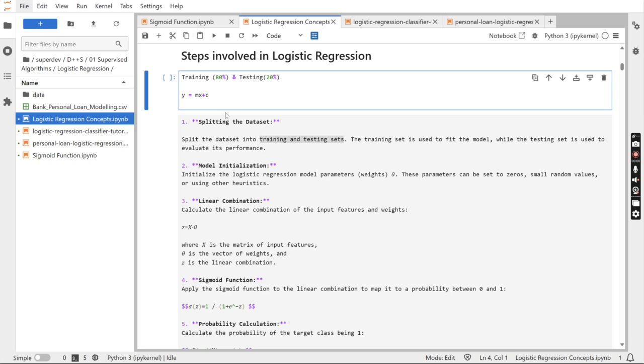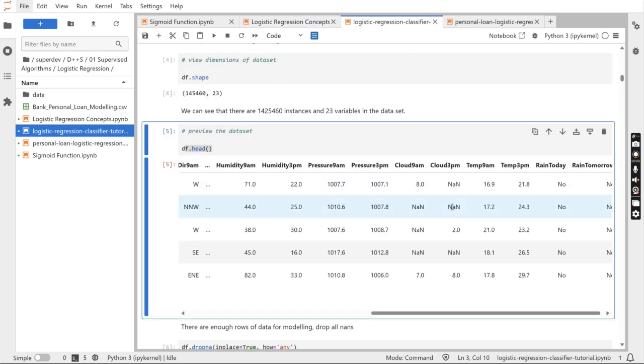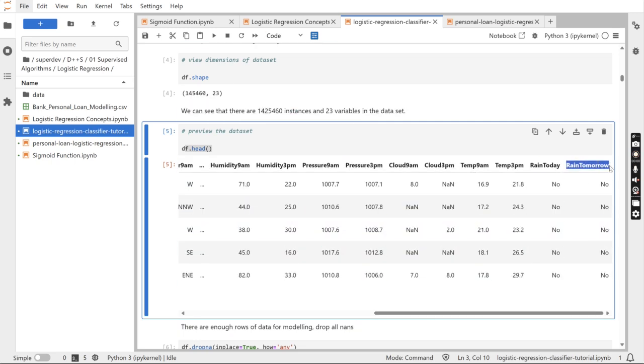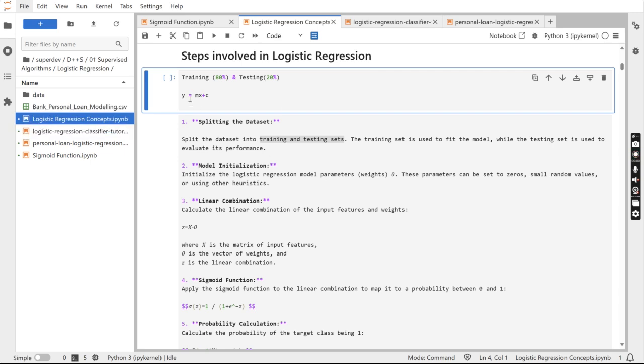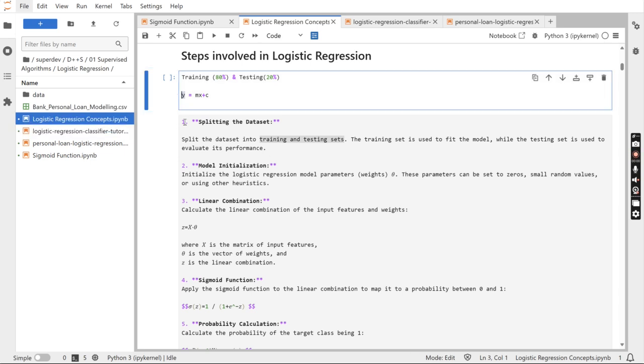Let's say in this equation, x is a matrix that is known. The y value is rain tomorrow. We want to find out whether it will rain or not, so the values are either yes and no, or 0 and 1. Initially, in the training phase, you already know the y values, whether it will rain or not. You already know the x values, which is your entire data frame.